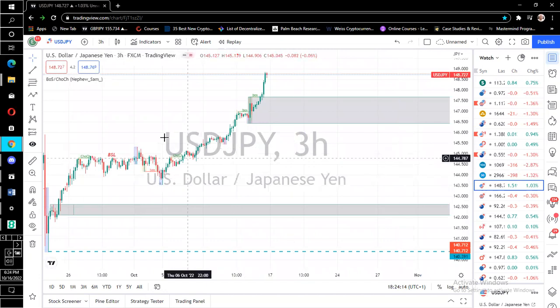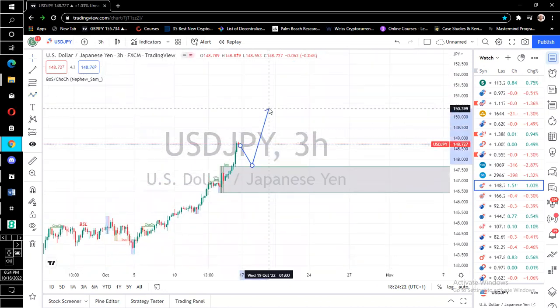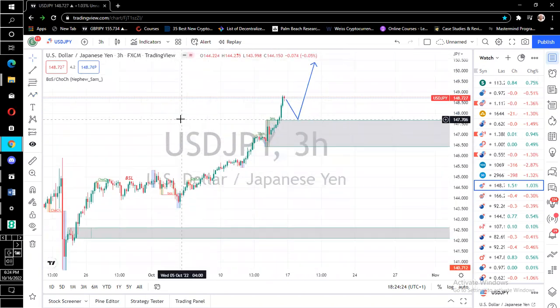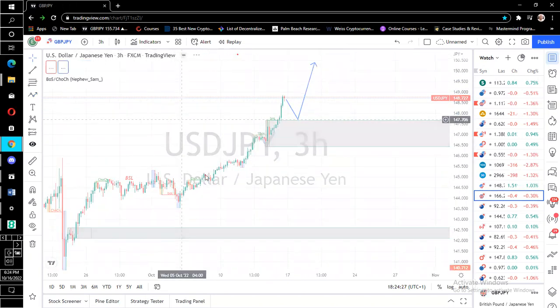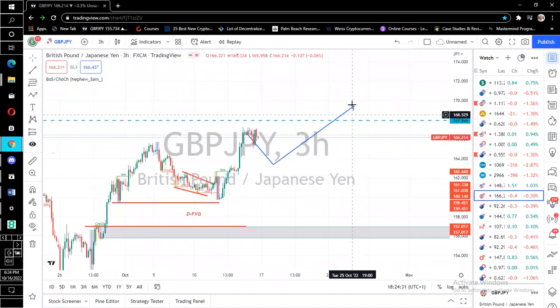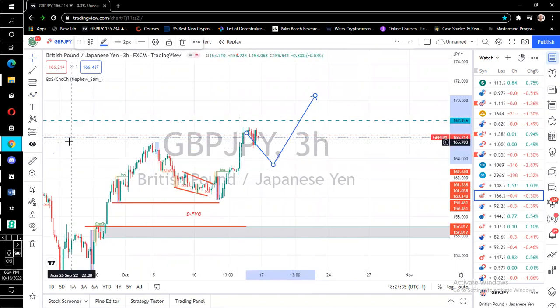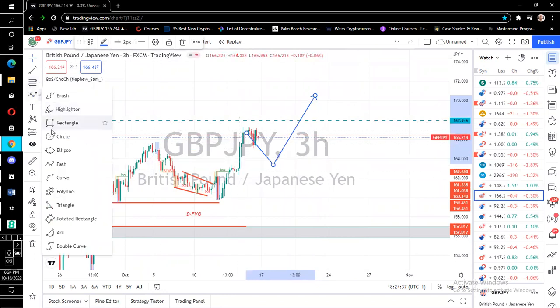Another one is USDJPY. USDJPY, I would like to see a pullback to this level, then to the upside. Then another one is GBPUSD. GBPUSD, I want to see it happen perfectly the way it is right now. Come back into this particular level, and here also we'll have another block.